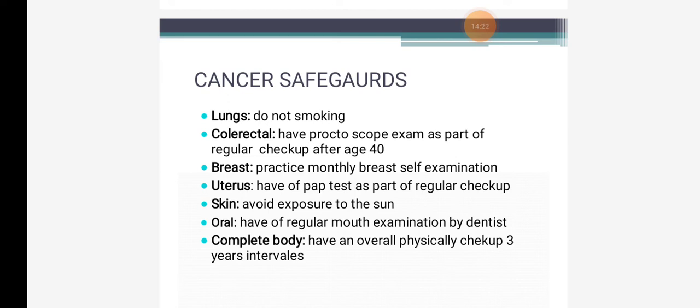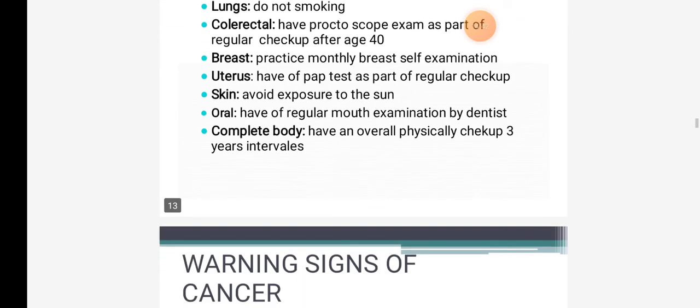To avoid skin cancer, avoid overexposure to the sun. For preventing oral cancer, have a regular mouth examination by a dentist, and a complete body checkup. Have an overall physical checkup at 3 year intervals. These are some points by which we can prevent cancer.